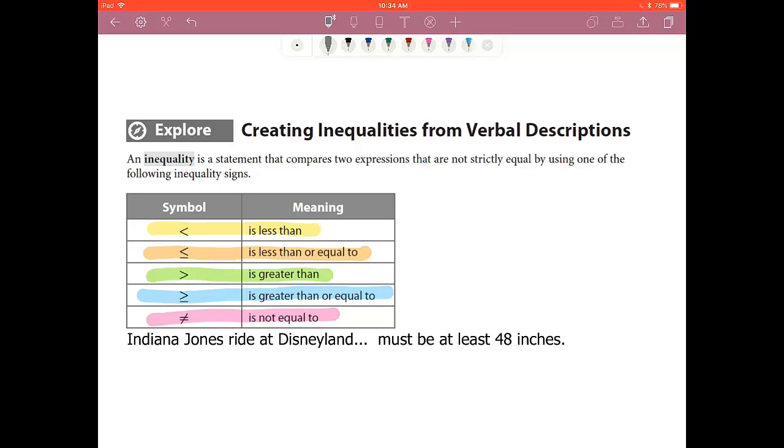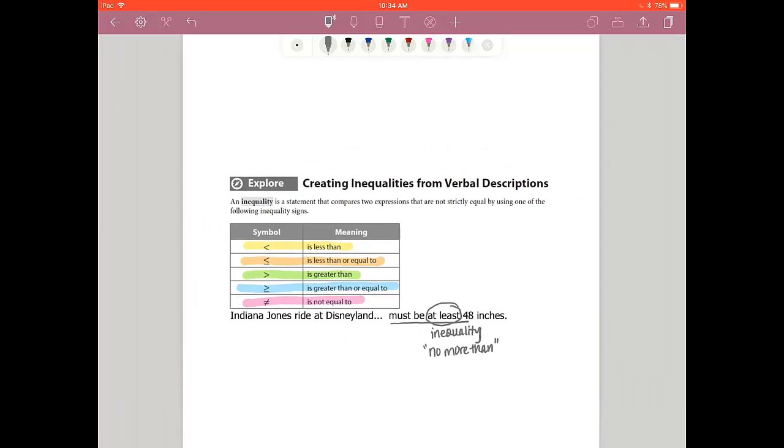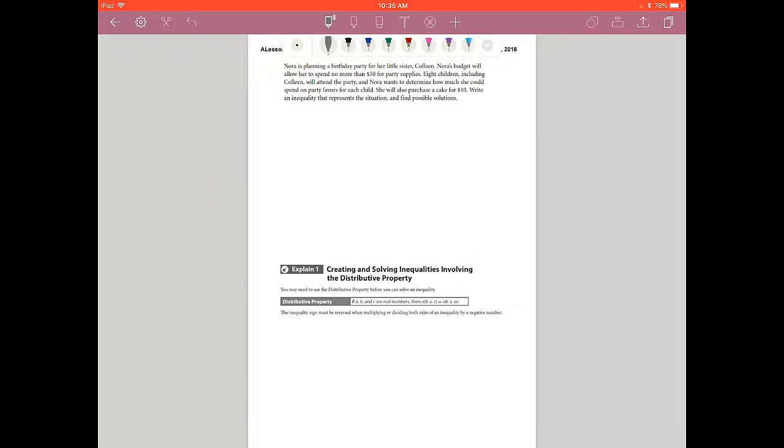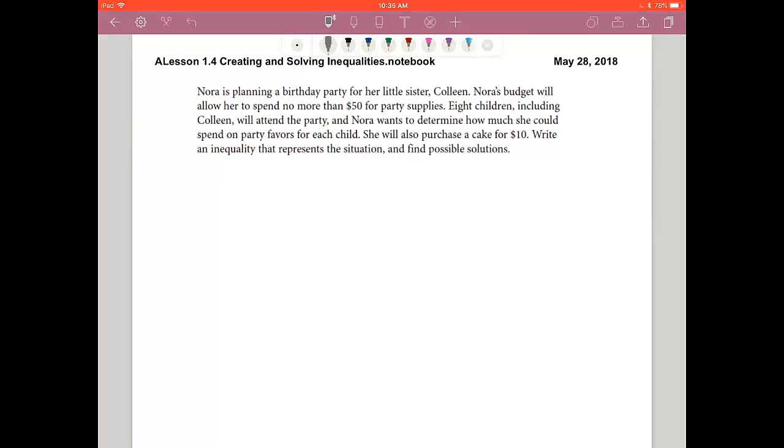And verbal descriptions include words like the same as. That would be equal to. But when we're dealing with inequalities, we have to understand must be at least. So at least would be an inequality. Another type of no more than. Those are examples of inequality verbal descriptions. We'll be taking those and translating them using the algebraic symbol or the mathematical symbol.